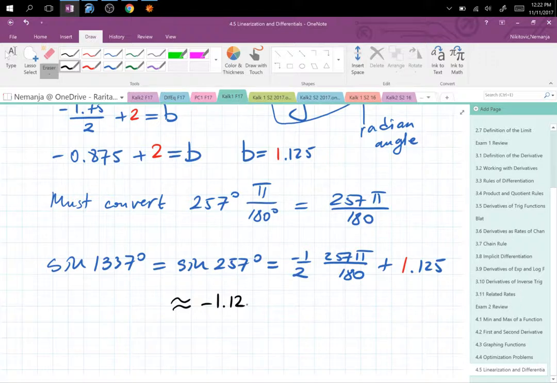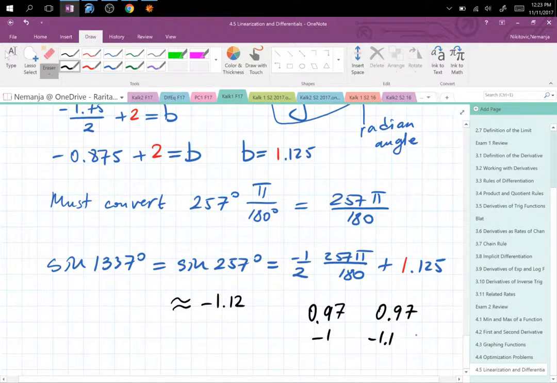However, what I want to point out is that from 0.97 to negative 0.1 and from 0.97 to negative 1.12, that's what I want to bring up, that we use the closer angle and we got this gap, and we use the further away angle and we got this gap. But both of them are close. I mean, you know, both of them are close.